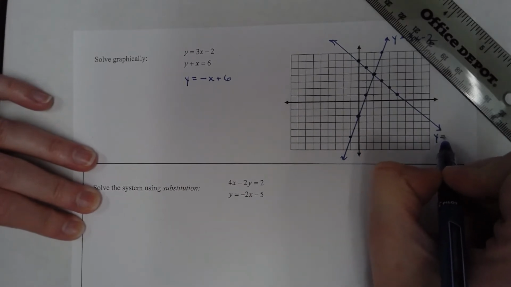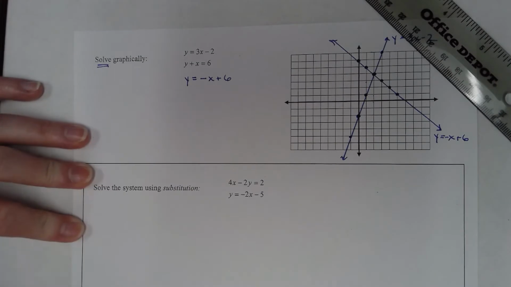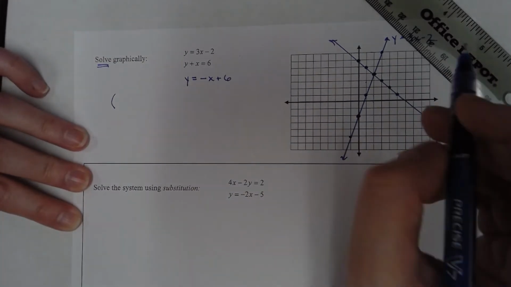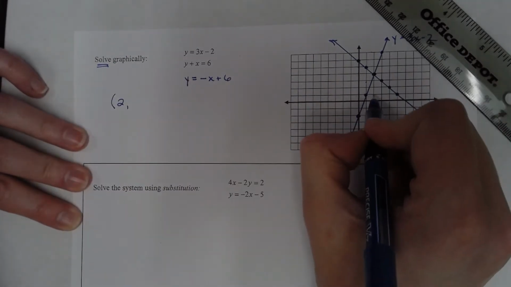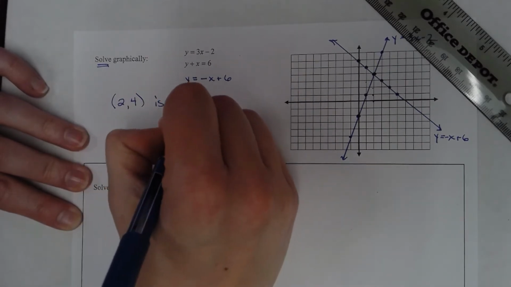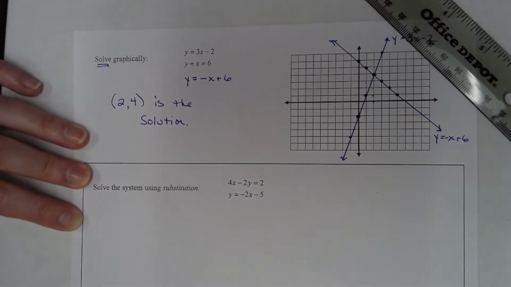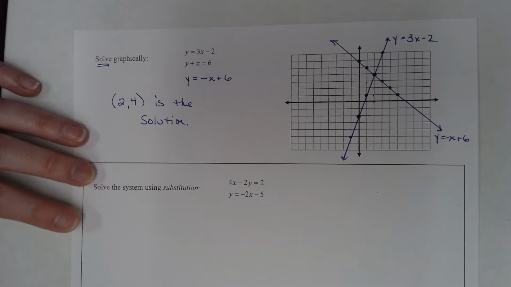And we must label. Now remember, if it says solve, you need to state the solution. The solution is the point of intersection. Over 2. 1, 2, 3, 4, up 4. So that's how you solve graphically. You just graph both lines, find the point of intersection, and you're done.